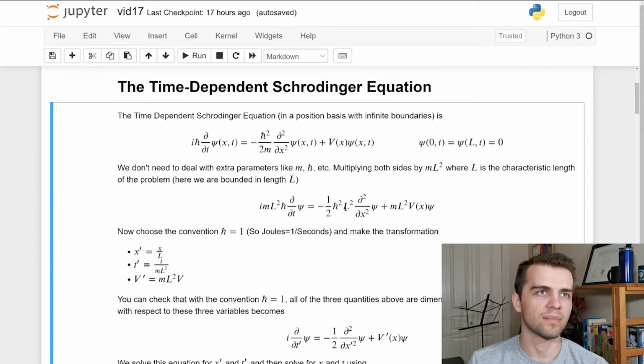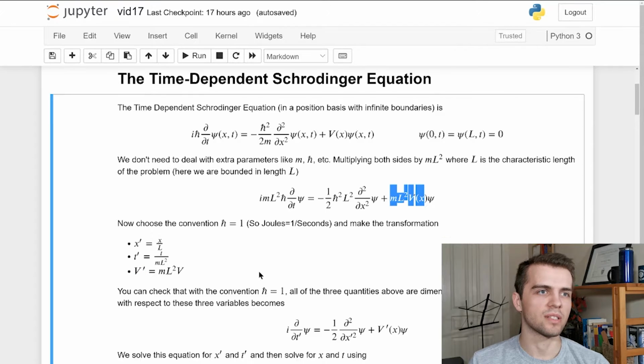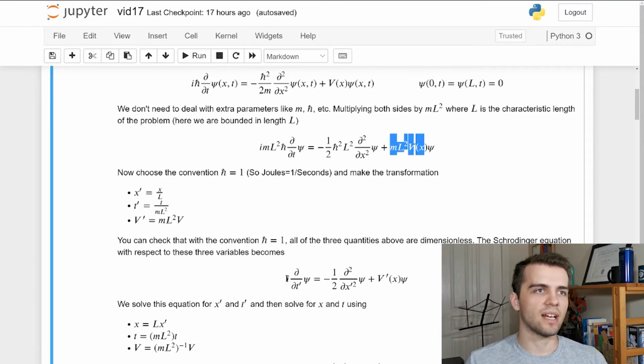Here I have L and x, so x over L is a good dimensionless quantity. And V prime, of course, I'm absorbing all three of these into one constant. And you can check that that just sort of resorts to this equation here when I make all these substitutions for t prime, x prime, and V prime. And so this is a lot easier to solve because there's a lot fewer parameters that we need to deal with.